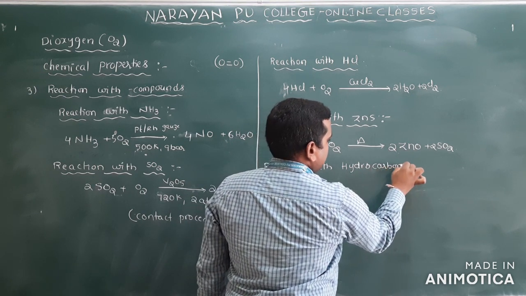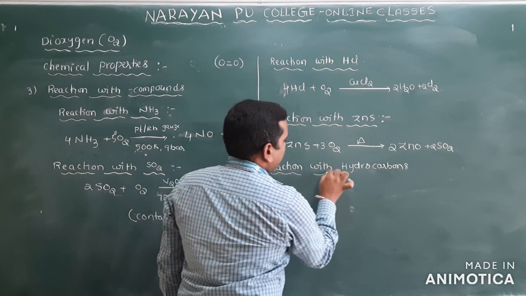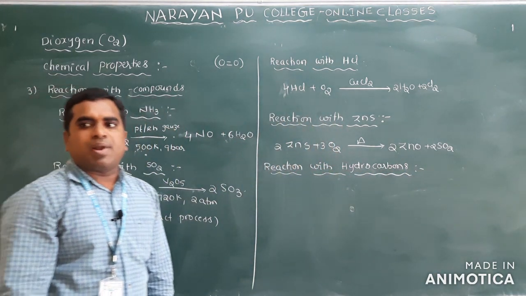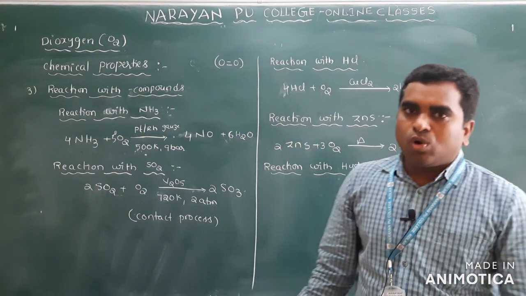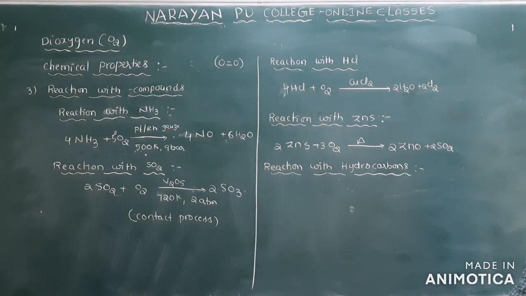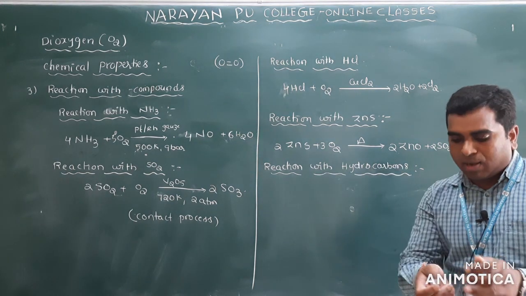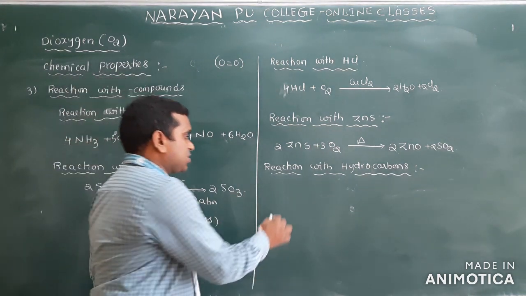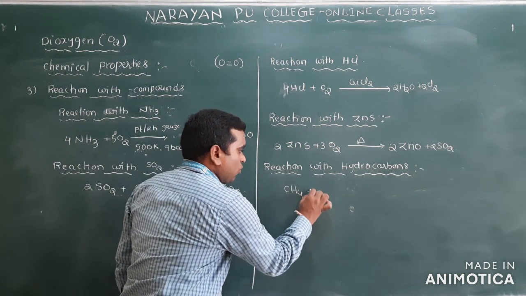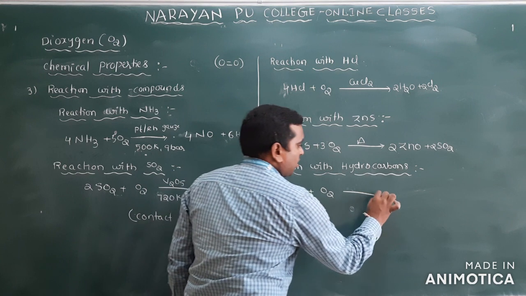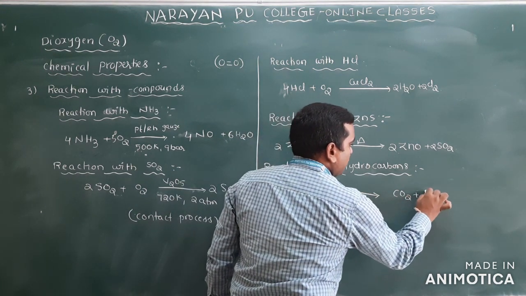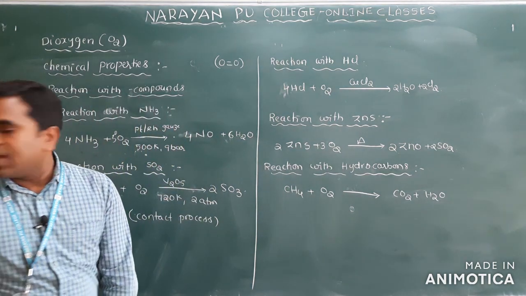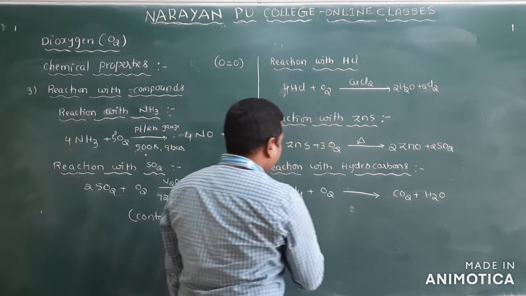Clear? So whenever oxygen reacts with a hydrocarbon, it gives carbon dioxide plus water, and those reactions are exothermic reactions. This is a combustion reaction. Combustion reactions are always which one? Exothermic reactions. Suppose I take the hydrocarbon CH4 plus oxygen, then what compounds will you get? You will get CO2 plus H2O and some heat energy will be released. Clear? In the same way, balance it: how many carbon atoms are there?